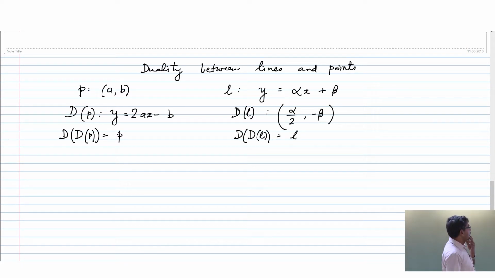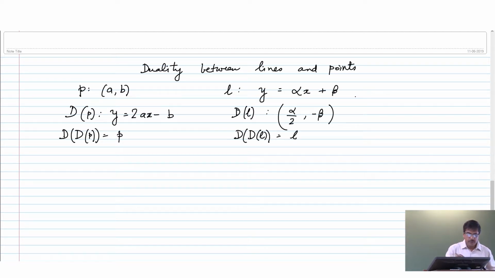Technically, the only problem happens for vertical lines. Then α becomes infinity, so I am not defining it for α equal to infinity. Instead, I will assume that there are no vertical lines. We will be able to avoid them. If it so happens that there are vertical lines, we can do a minor perturbation of the coordinate system and make sure that no line is vertical. That's the transformation, the dual transform.